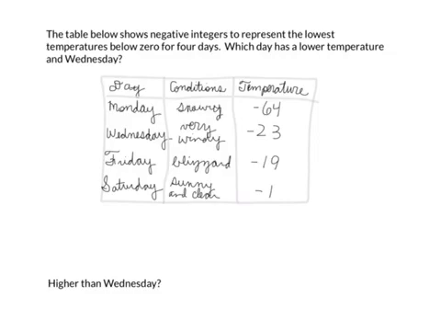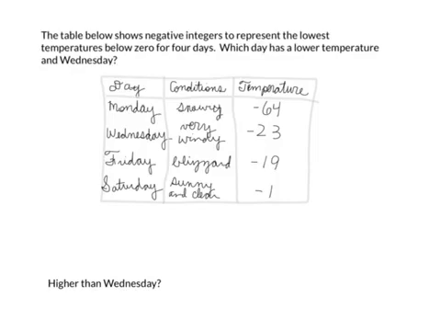The table below shows negative integers to represent the lowest temperatures below 0 for 4 days. Which day has a lower temperature than Wednesday? It shouldn't say and Wednesday, it should say than Wednesday. So I need to find Wednesday's temperature.